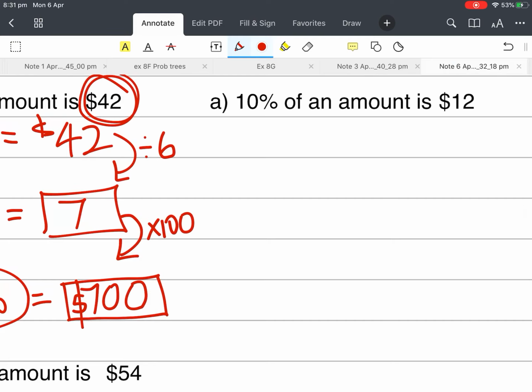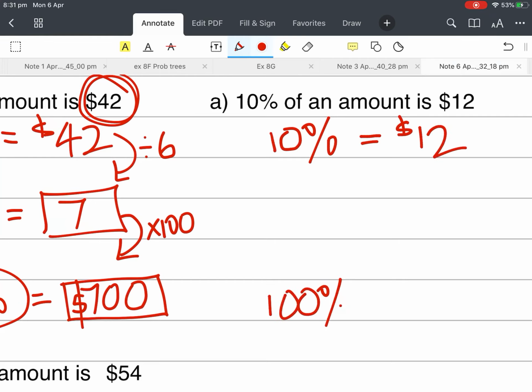Alright, let's see how you went. So first of all, I am going to write out the question. 10% of an amount is $12. What's the original amount? So I've got to figure out what 100% is. And once I work out what goes in the box, I've got my correct answer.